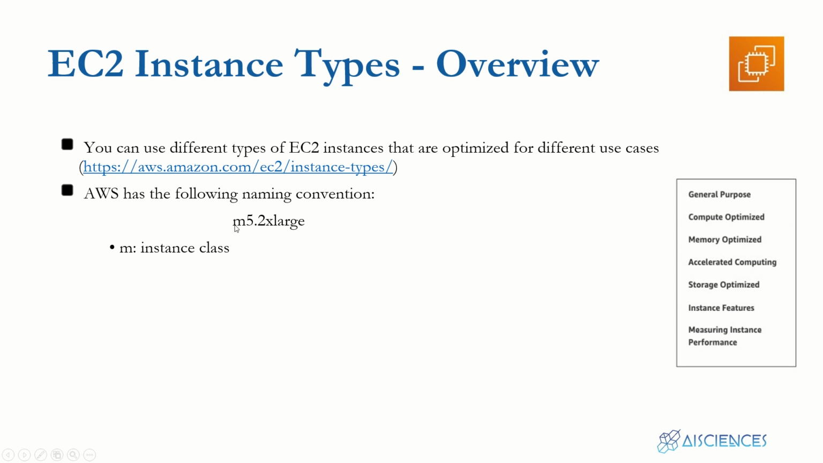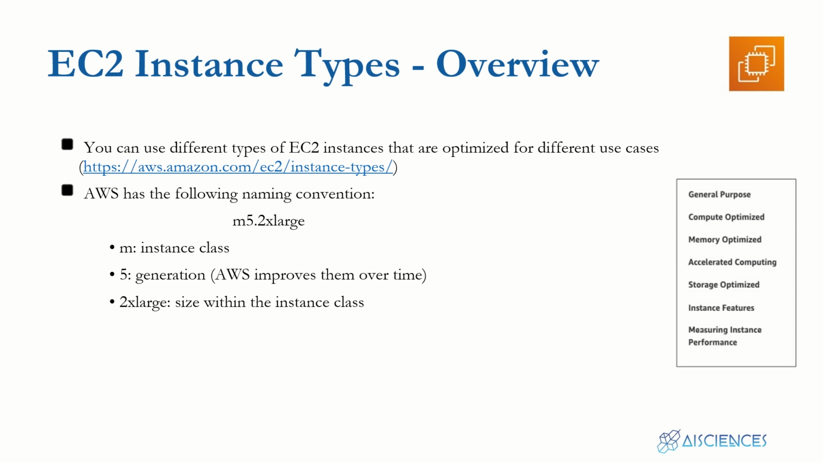Now if you go next, we have this 2xlarge. What does it mean? It means the size within the instance class. So we have this instance class, we have the generation of the instance, and we have the size within the instance class. It could be 2xlarge, it could be micro, it could be 4x, 6xlarge, it could be anything. So now we know what this naming convention is about.